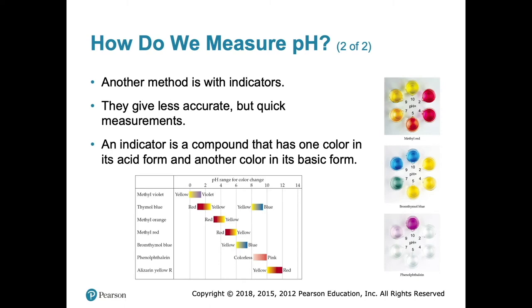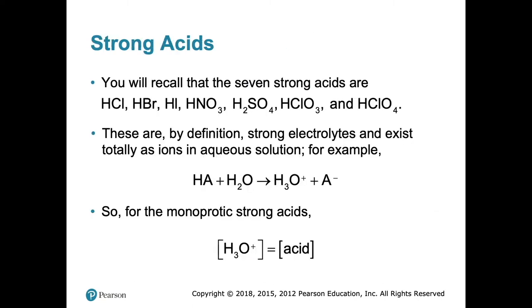It's red to yellow. So you can use all kinds of different indicators. I don't want to go through all those different indicators, but the one that you will use for sure is phenolphthalein, and phenolphthalein will be pink to clear, right? Pink to clear.